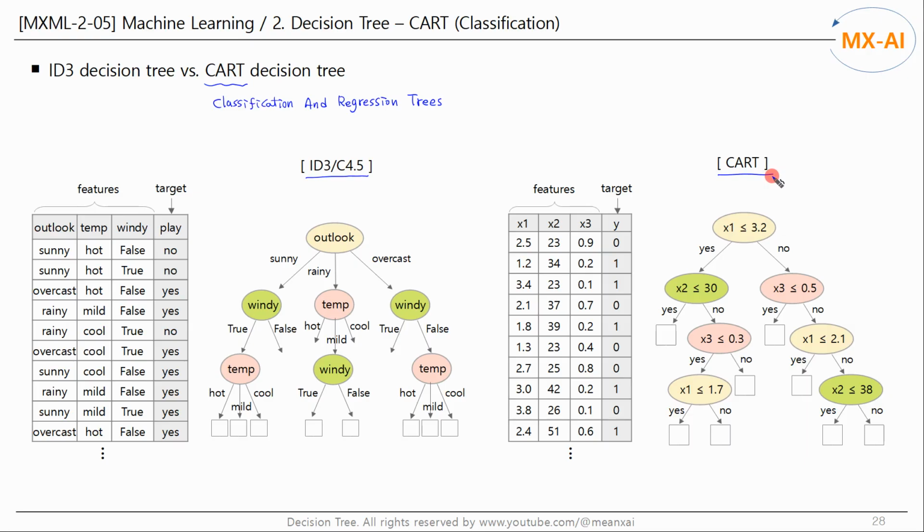Let's compare ID3 and CART decision trees. We took a detailed look at the ID3 algorithm in the last 4 videos. The ID3 algorithm primarily uses multi-way splits, or n-way splits, for categorical features. A multi-way split creates a separate branch for every distinct value of a categorical feature. ID3 performs the multi-way split by selecting the feature with the greatest information gain, that is, the feature with the greatest entropy reduction.